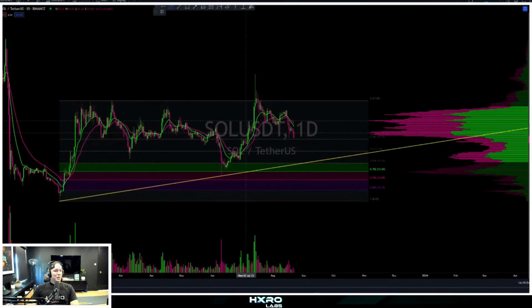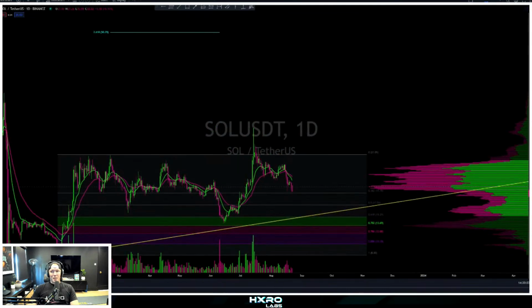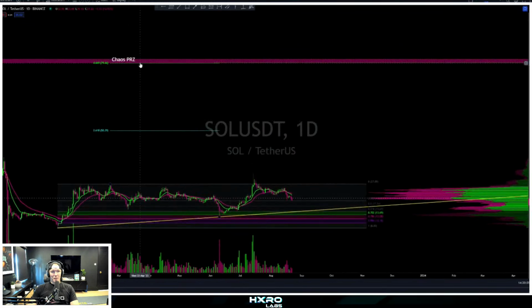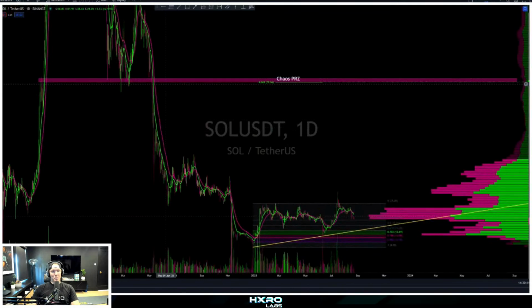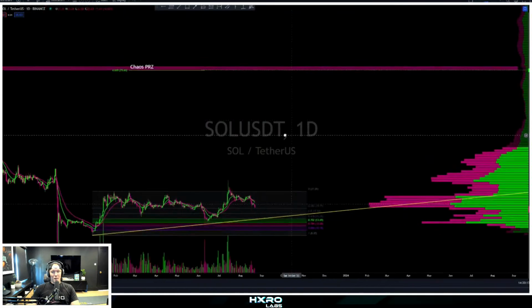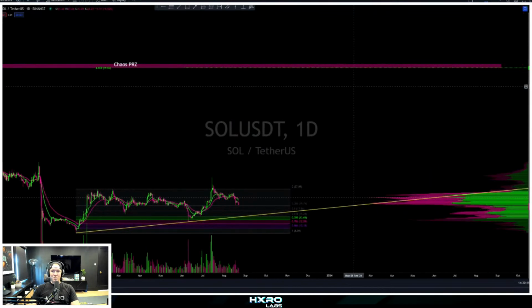Now we kind of broke out of this consolidation, which makes me tempted to use the low to the high to spit out a potential Chaos PRZ, which I can see is already on the chart here. And interestingly enough, it lines up with a pretty big level from back through last cycle. So if we break up from here and over the next whatever it is, 3 to 12 months, hopefully not 18 or 24, but could be.